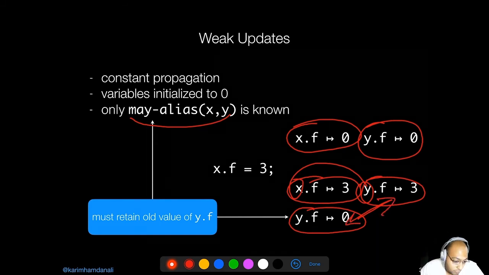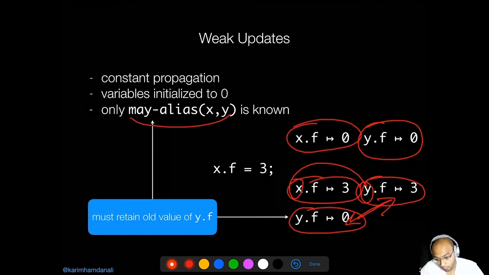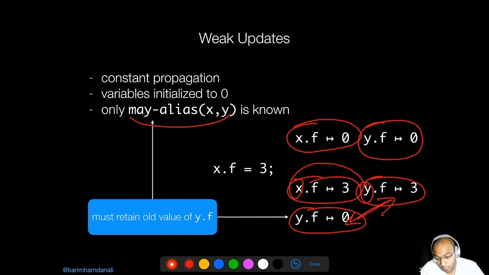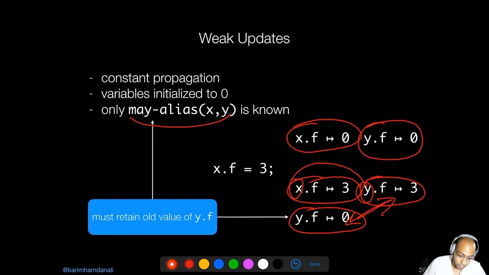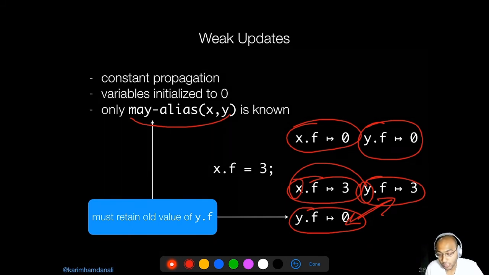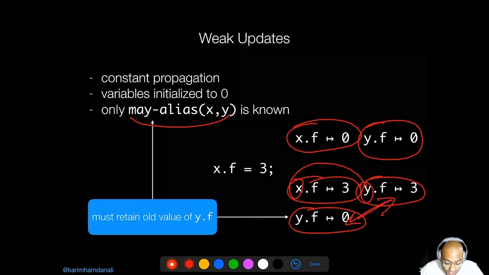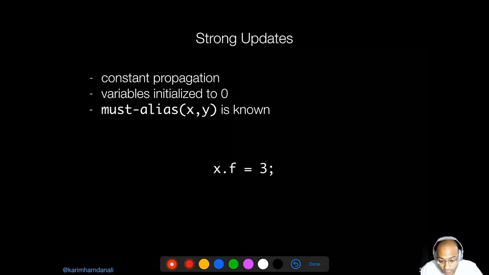So at the end of the analysis, at the end of our constant propagation analysis, we're going to say x.f is going to be 3, y.f is going to be either 0 or 3. Because we can only do weak updates because we have a may alias information. So may alias, you must retain old values, you're going to get more results just to maintain soundness or correctness for your analysis.